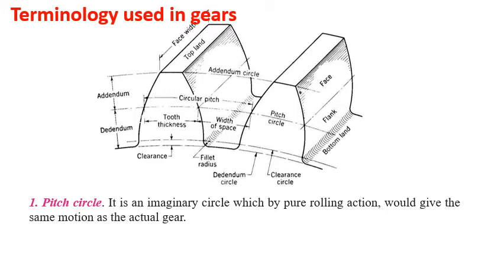So what do you mean by pitch circle? Pitch circle is not the actual circle. It is an imaginary circle on which pure rolling action takes place and would give the same motion as that of the actual gear. In the figure you can see this imaginary circle is nothing but the pitch circle. If you see the physical gear, you won't see this circle. It is an imaginary circle wherein pure rolling action takes place. Okay, so this is the first one.